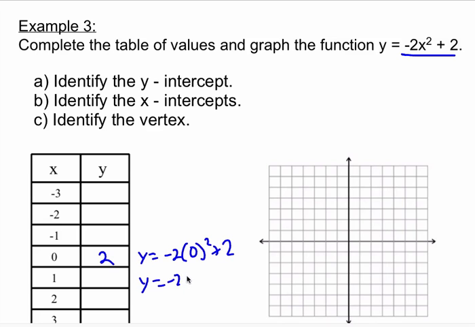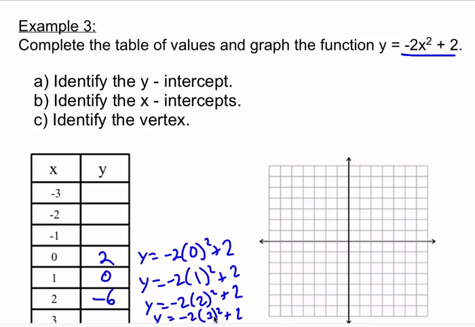Y equals negative 2 times 1 squared plus 2. Now this is going to give me negative 2 plus 2 is 0, and so forth. So we're going to work those out. This gives me 4. Remember to do the exponent first. So this gives me 4 times negative 2 is negative 8. Negative 8 plus 2 is negative 6. And the last one is probably going to be too small to go on our graph. We're going to get 9, then negative 18, so we're going to get negative 16.